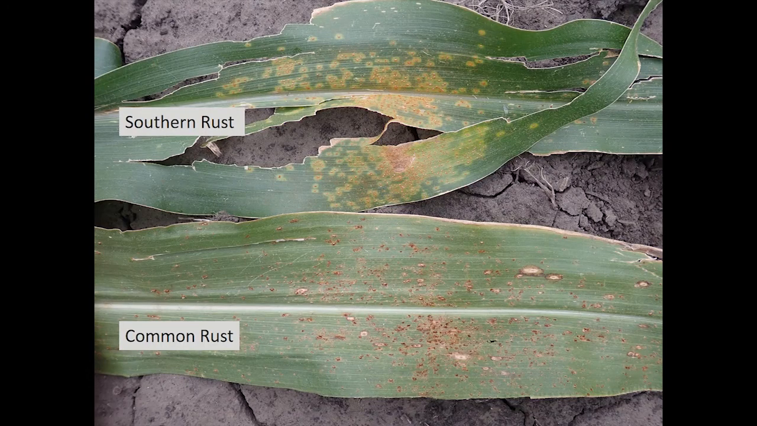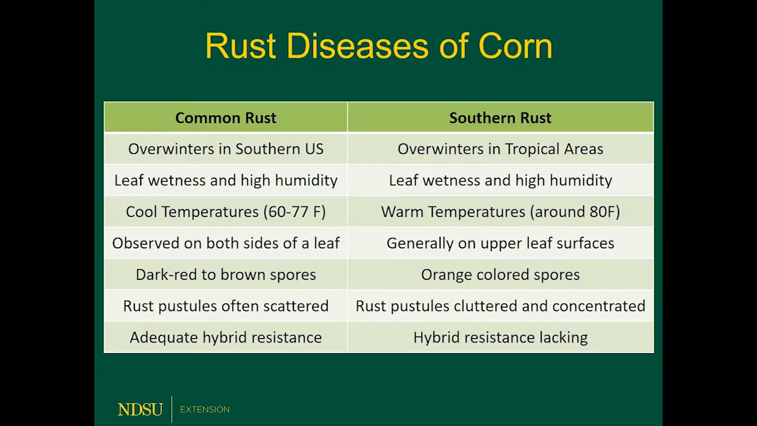To kind of look at these side by side, in this top leaf we have southern rust and our bottom leaf is common rust. So in this we can see there's a visual difference, but why does this matter? What does this mean? So let's do a side by side comparison of what these two rust diseases look like. Common rust overwinters in the southern U.S., whereas southern rust is going to overwinter in tropical areas. Both are driven by leaf wetness and high humidity. Common rust prefers cool temperatures, while southern rust prefers temperatures around 80 degrees and higher. So what does this mean? What does this kind of tell us?